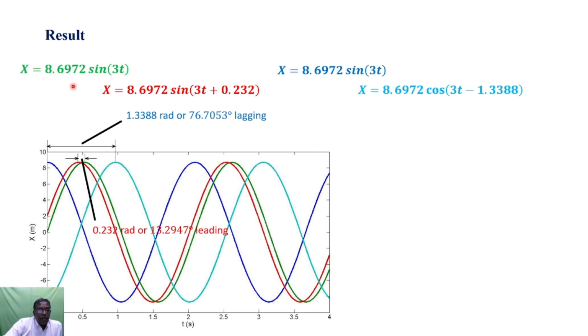I have plotted 4 different functions. The first one is green, which is 8.6972 sin 3t, a pure sine function where the phase angle is 0, that is, the initial displacement is 0. The red one is with the phase angle, that is, the initial displacement is a finite one. What is the difference between the green function and the red function? Both of them have the same amplitude of vibration, whereas the red one is advancing the green function with a phase angle of 0.232 radian, which is shown here.